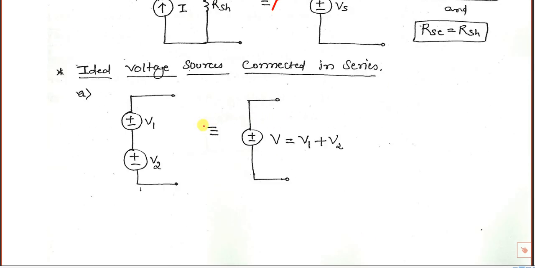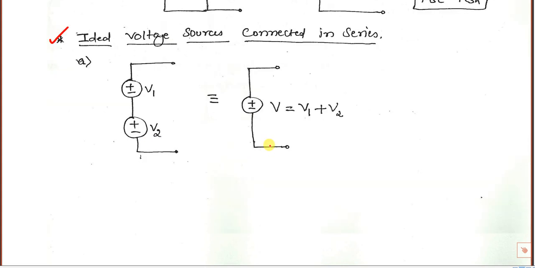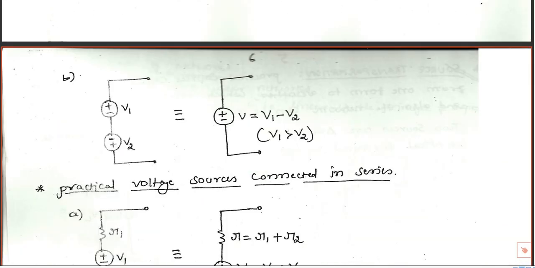Now, some important techniques you should know while reducing the network. If two voltage sources are connected in series, we can add the voltages. Please remember, in series we can add voltages. Plus and minus are in series, so it is matching plus to minus, and both will get added.